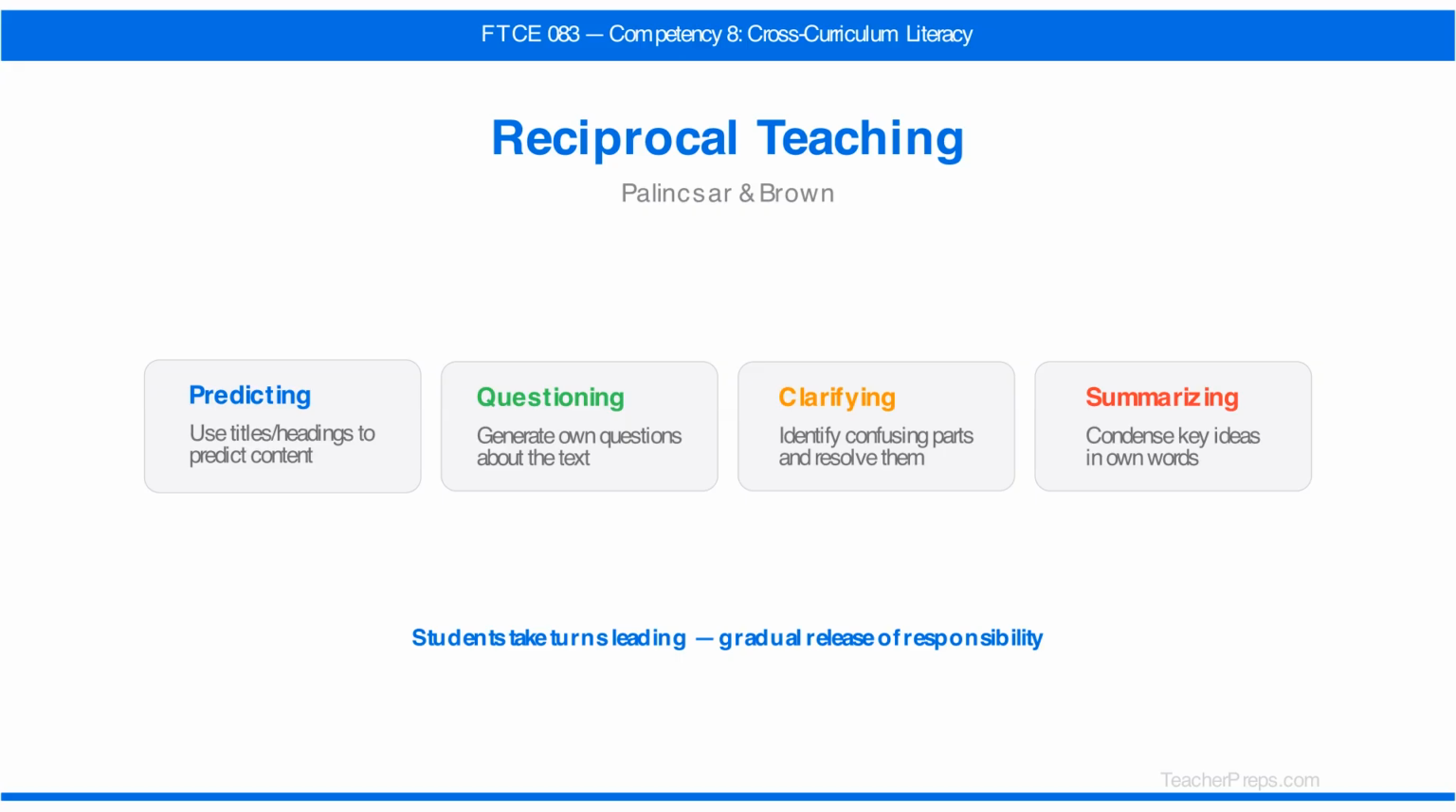Clarifying. Students identify words, phrases, or ideas that are confusing and work together to resolve the confusion. They might reread, use context clues, or break apart unfamiliar words. Summarizing. Students condense the key ideas of the section into their own words. This requires them to distinguish main ideas from supporting details.